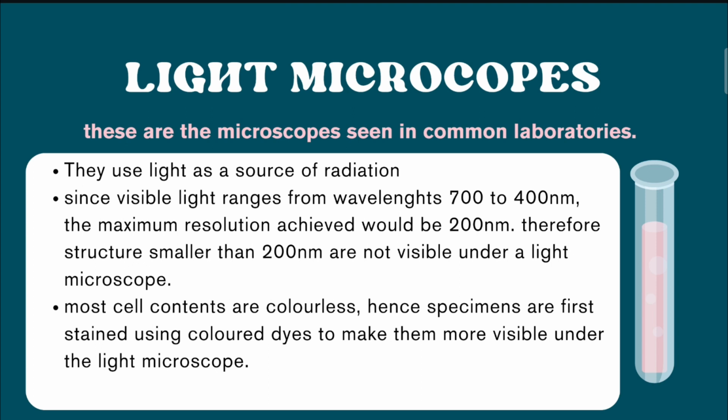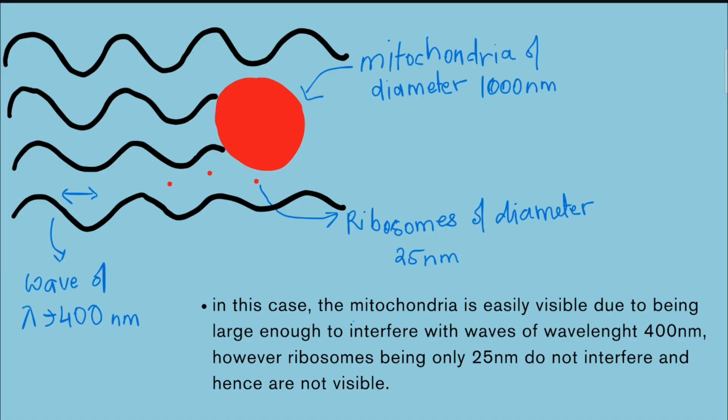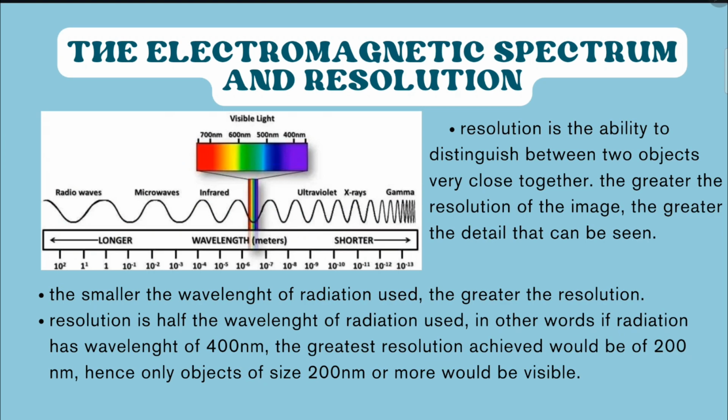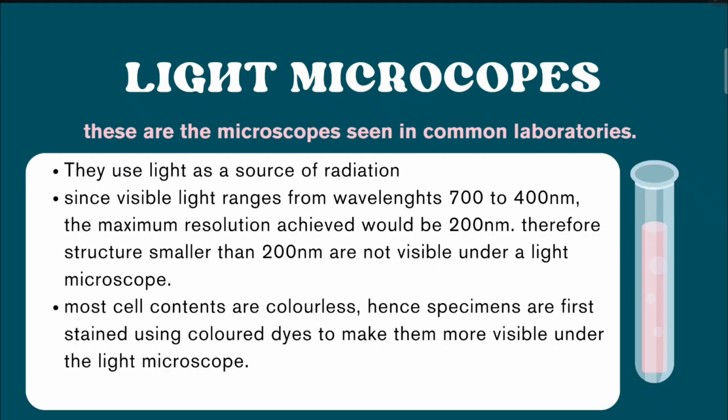Now, we talk about visible light. Looking here, the visible light ranges from 700 to 400 nanometers. So the maximum resolution that would be achieved would be 200 nanometers, which is half of 400, correct? Therefore, structures smaller than 200 nanometers are not visible under the light microscope.